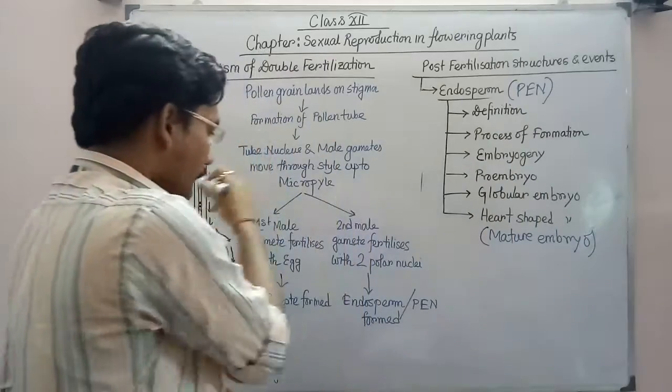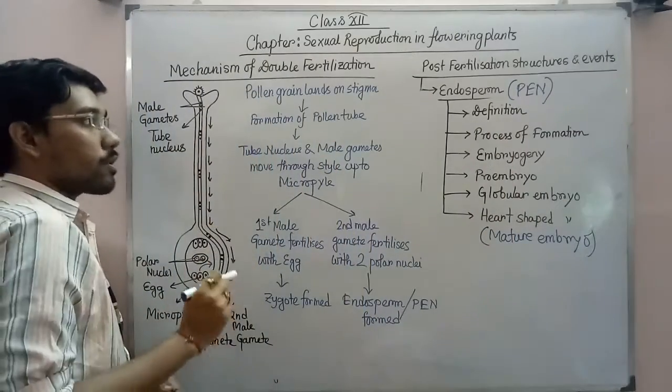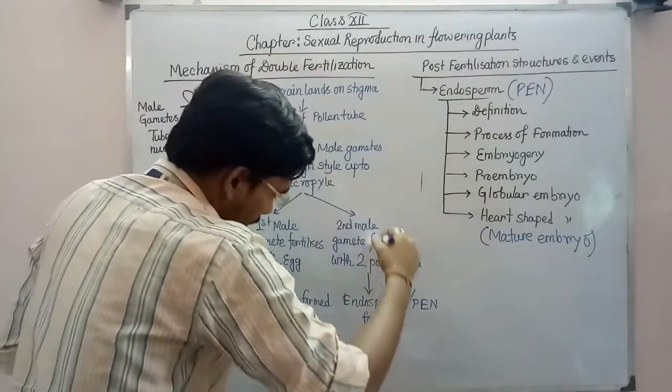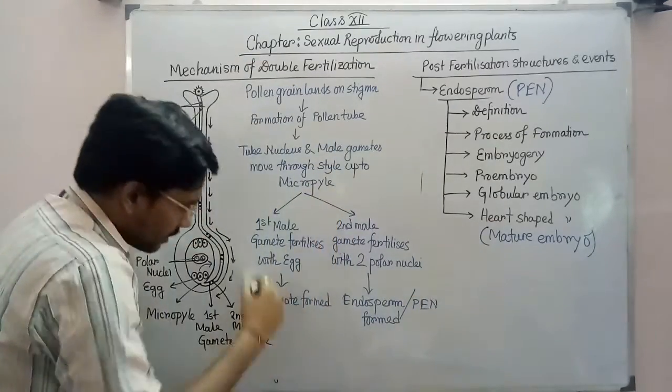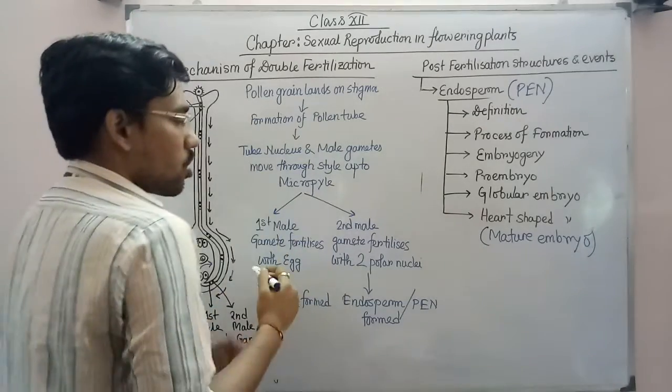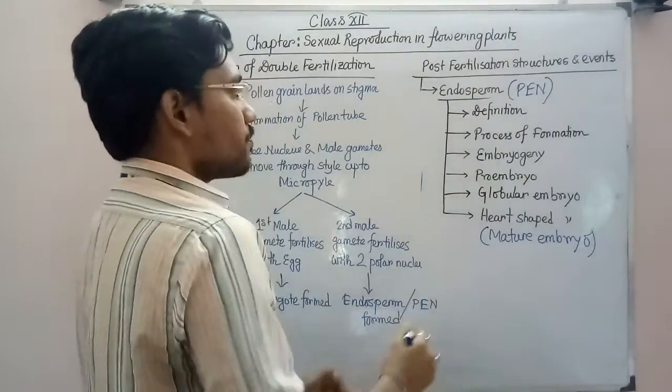I have already told the process of formation, but when you represent the process of endosperm formation, you will come through this way and then go to the right. Don't write down this portion. This portion is egg formation, egg to zygote formation, that is not required to show. This way you will follow.